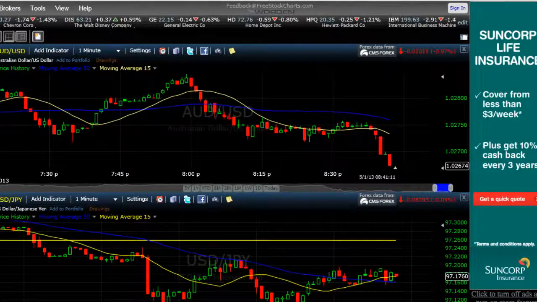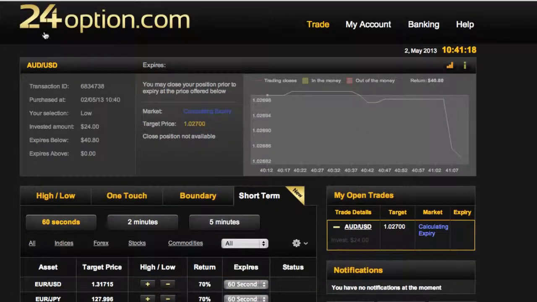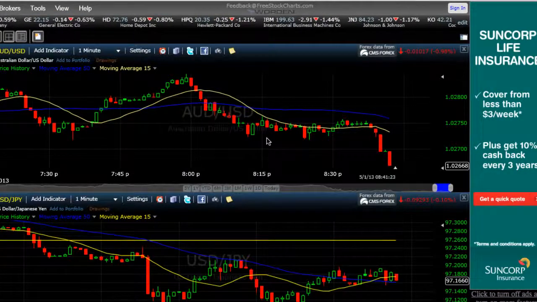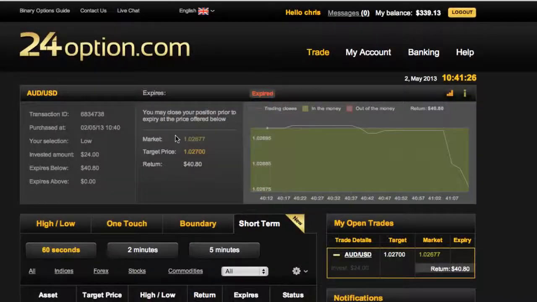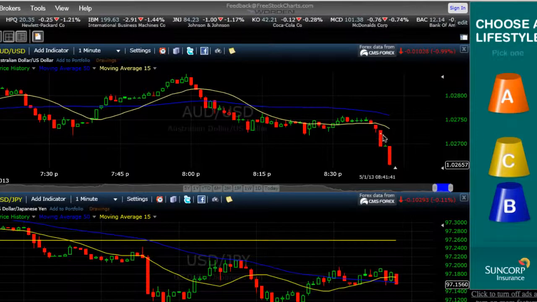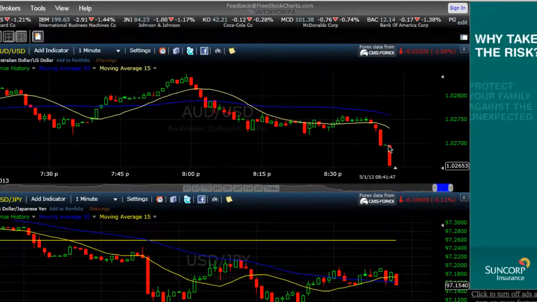Okay, so that's one. So based on that outcome, you would actually trade again. So that's a perfect example of a 60-second trade. And you'll see here, I put in $24. I've got my investment back plus another 70% on that. So with a total profit of, including my original investment of $40.80. So you can actually see here the trend is still going down. So if you traded again, you would have actually won again.